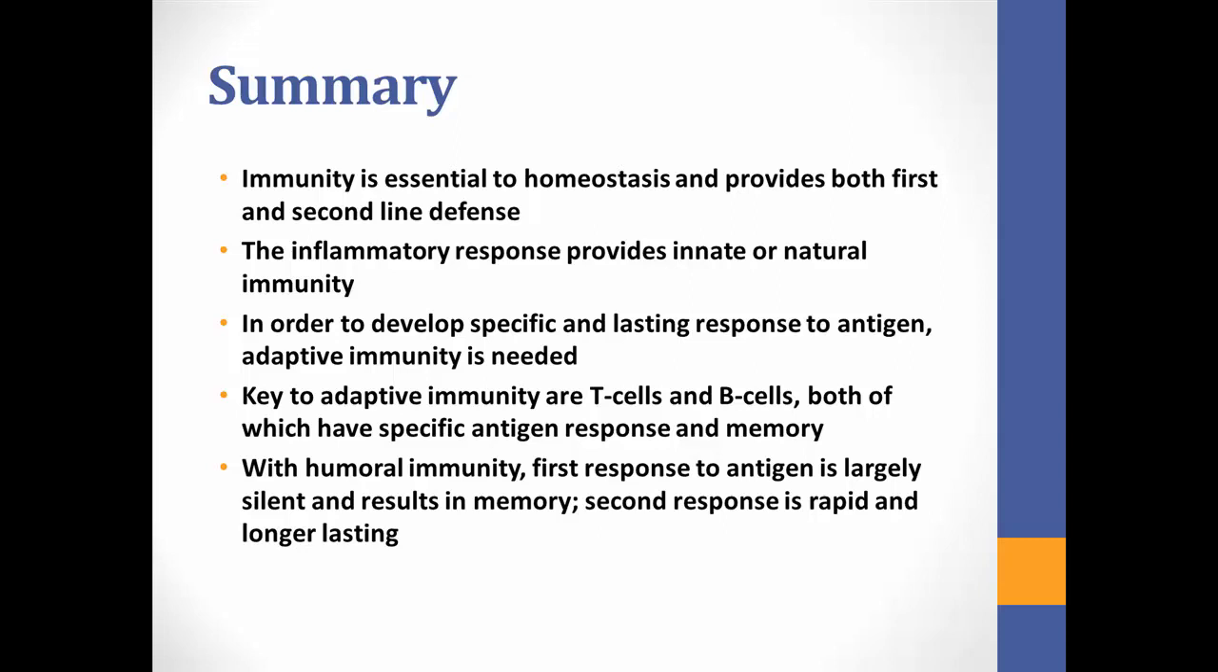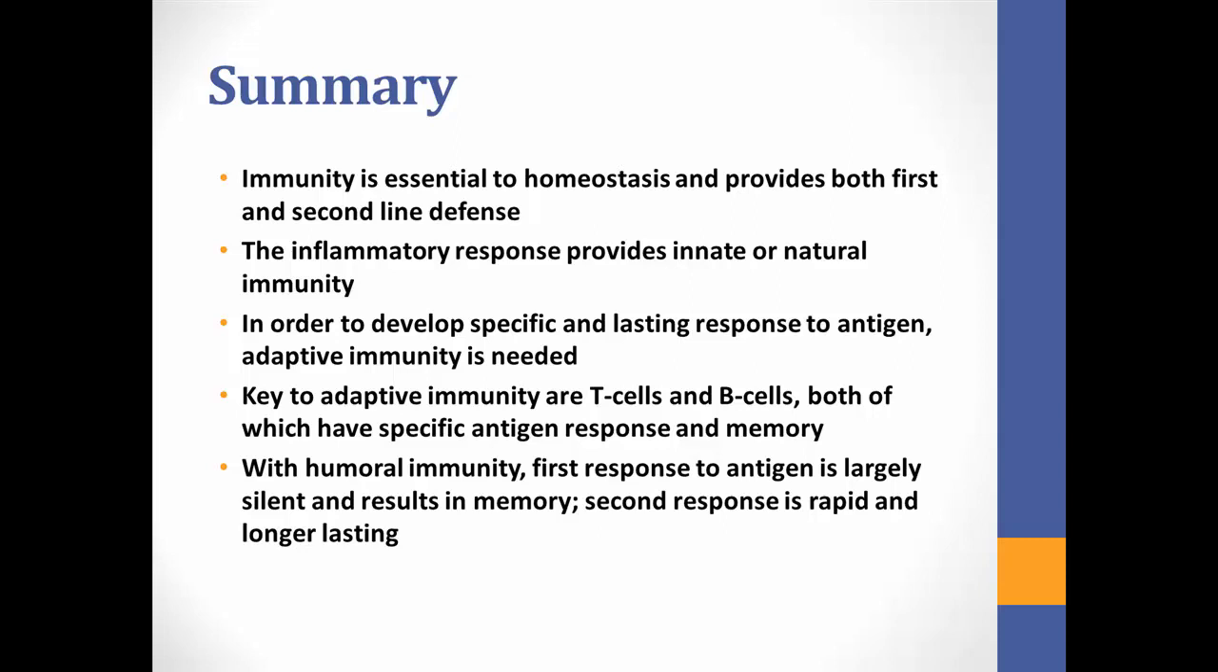We know that in order to develop specific and lasting response to an antigen, we have to have adaptive immunity stimulated. And that the key to that adaptive immunity is the T cell and the B cell function, both of which have specificity to antigen, both of which have memory, but only B cells produce antibody. With humoral immunity, the first response to the antigen is largely quiet and results in memory. The second response is rapid and then long-standing.